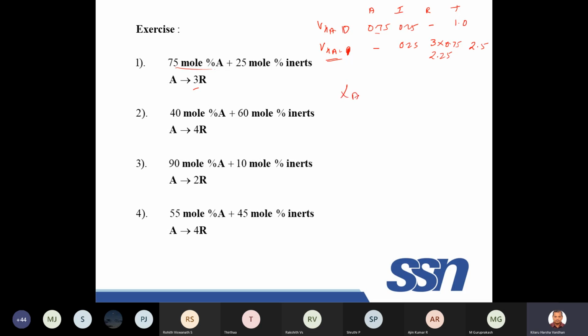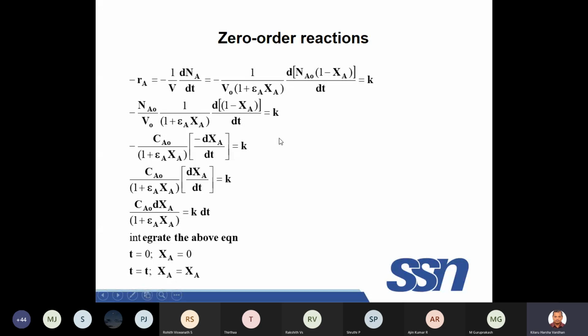So epsilon A is V at Xa equal to 1 minus V at Xa equal to 0, divided by V at Xa equal to 0. Therefore, epsilon A is 2.5 minus 1 by 1, therefore 1.5. Like that, you can do for 40 mole percent, 90, 55, all that, right? So this is one exercise for you. Then let us do for zero order reactions. For zero order reactions, how to do this equation?